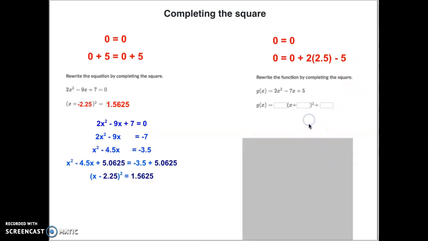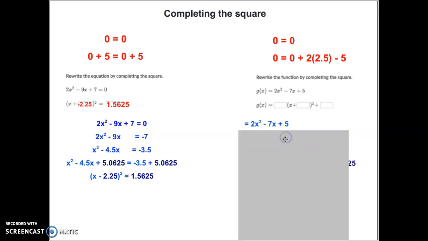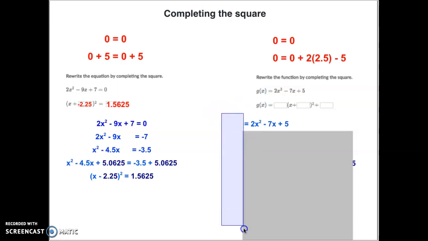Can't quite remember where I started with. It's got to be here somewhere. There it is. All right. Now that we got this, so notice I'm just not writing down the g of x. I'm not concerned about it because I'm not going to be doing anything on this side of the equal sign the entire way through. So we're going to start with our original equation, 2x squared minus 7x plus 5.